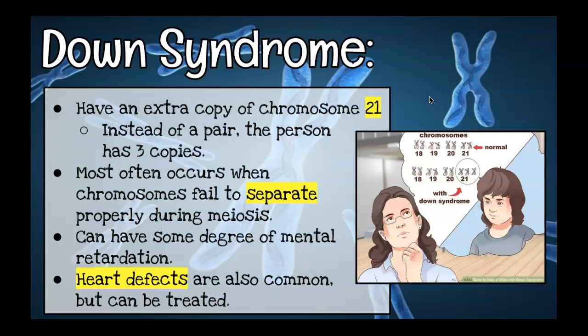The next genetic disorder is Down syndrome, where you have an extra copy of chromosome 21. So instead of just having 2 copies of all the chromosomes like normal, a person with Down syndrome has a 3rd copy, so an extra copy. This most often occurs whenever the chromosomes fail to separate properly during meiosis. People with Down syndrome can have some degree of intellectual disability, not always. They can have heart defects, but that can be treated. Down syndrome is actually very common with older mothers who have pregnancies later in life.